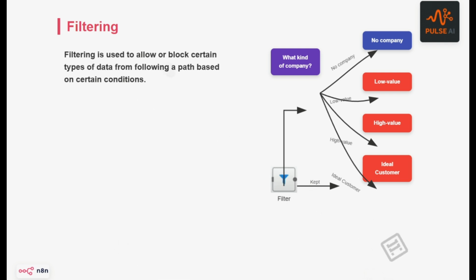Then we have filtering. Filtering is what allows us to allow or block certain types of data from following specific paths based on certain conditions. So using the example from earlier, here we can see depending on the kind of company, whether there is no company, a low value company, a high value company, or if the company is an ideal customer, we're going to be sending that company down different paths. Underneath, you can see the filter node in n8n. The filter node allows you to, as its name indicates, filter data based on predetermined conditions.